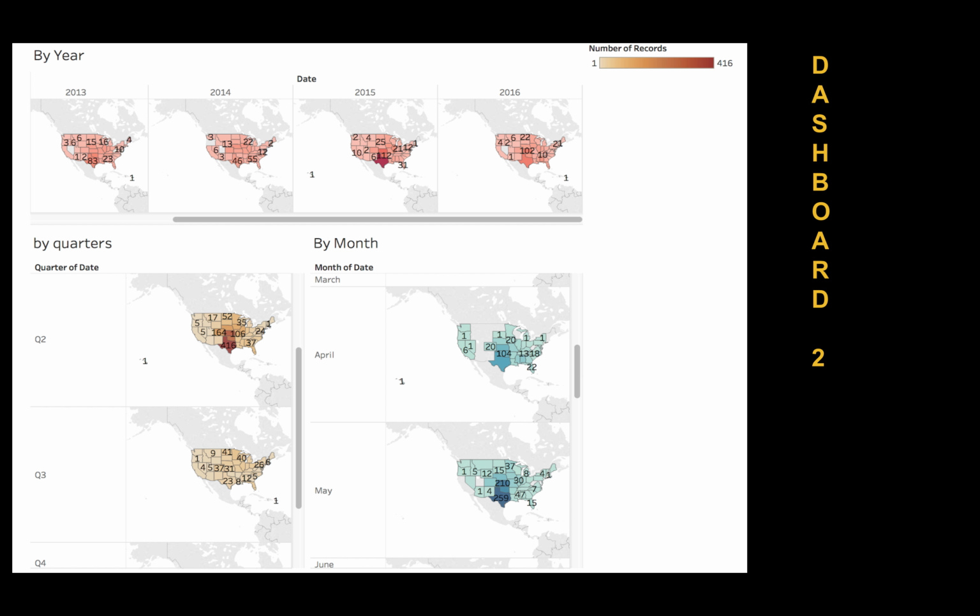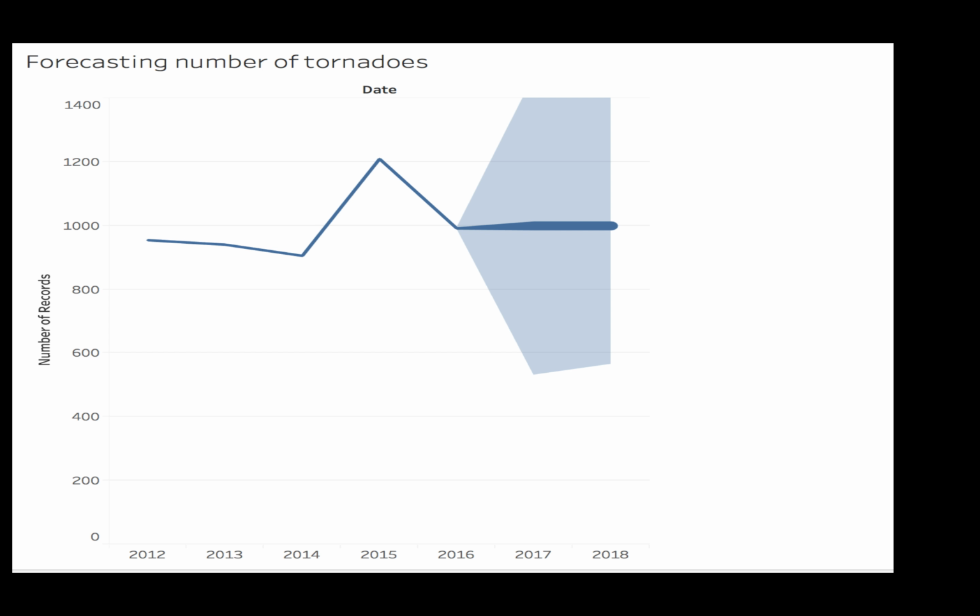This dashboard here gives a summarized view of the number of tornadoes occurring during those years and by month and quarters. Ashrita will now take over from here.